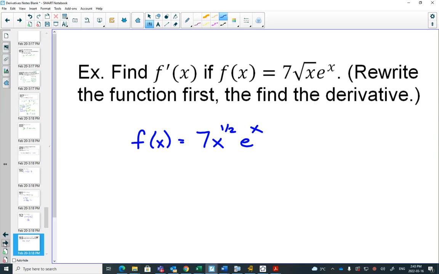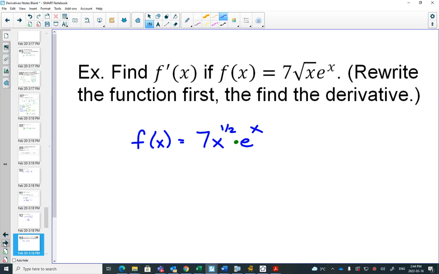Is it a product rule? Is it a quotient rule? Is it a chain rule? Which ones are here? Can you see a product rule? I can put a dot there, and my first function and my second function have derivatives separately. Okay?